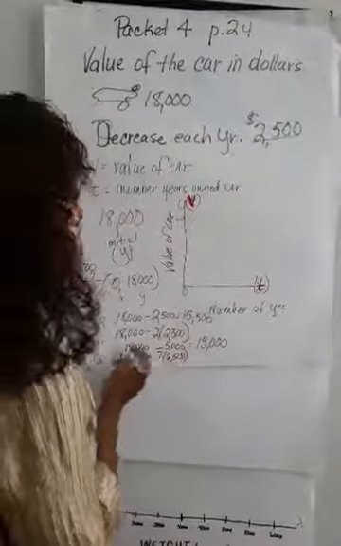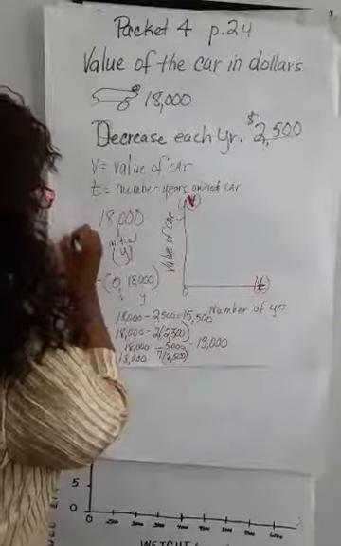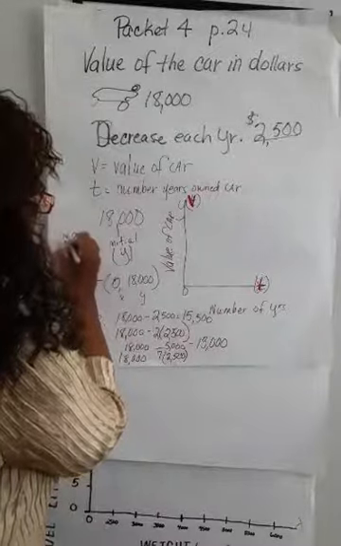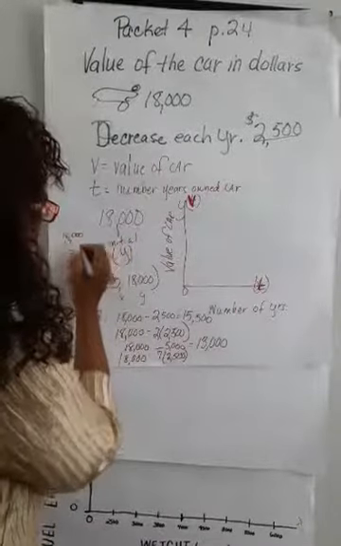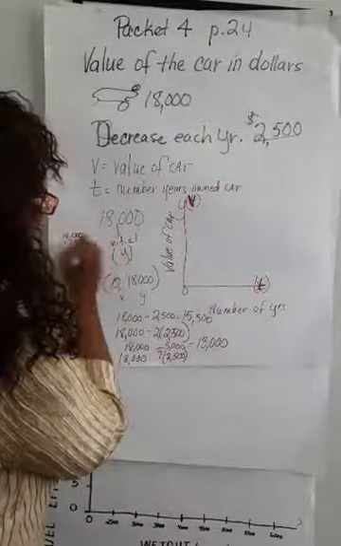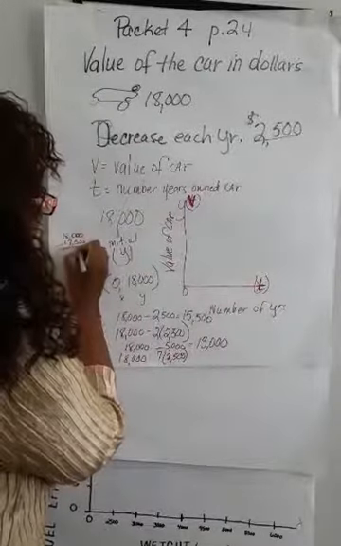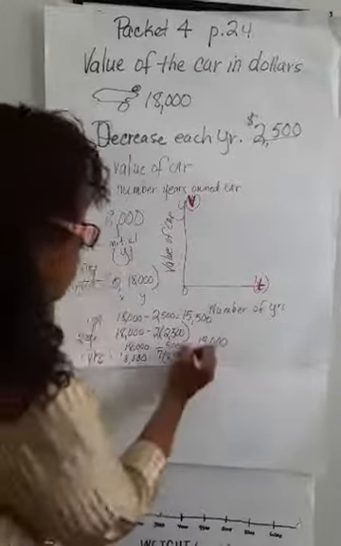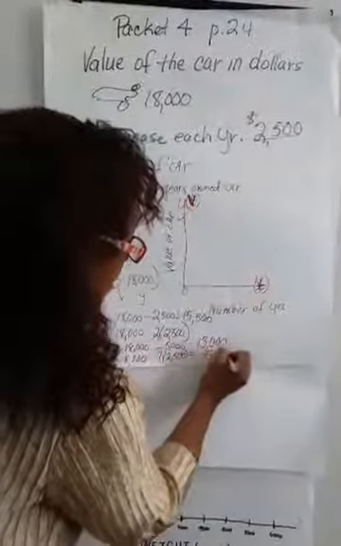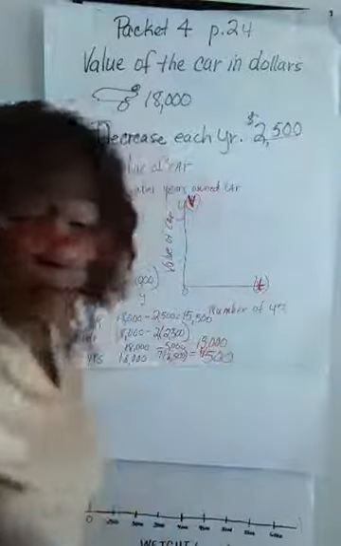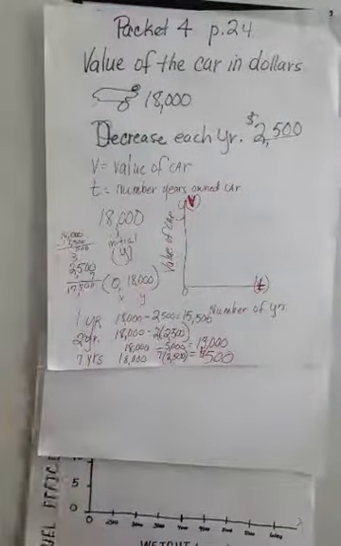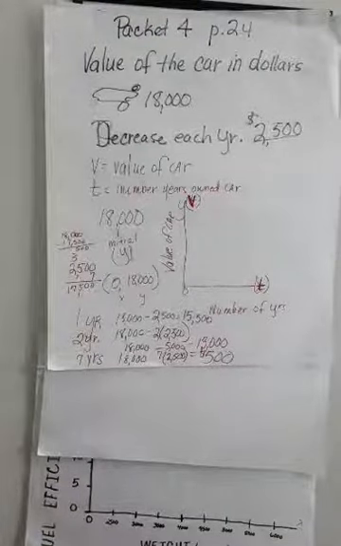Now what I'm going to do? I paid you $18,000 for the car. Now the car is depreciating. I've lost a value of $17,500. So how many dollars do I have left? That's all my car is worth after 7 years. So it went down, it depreciated.